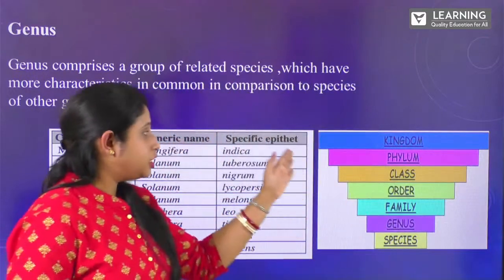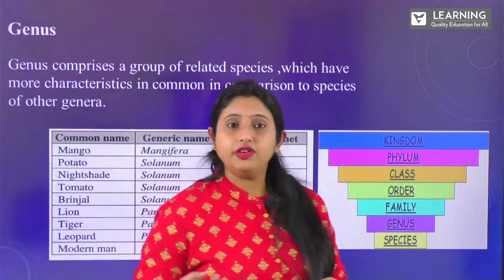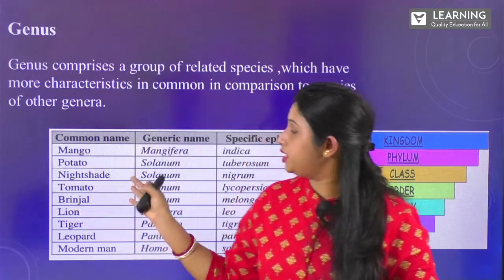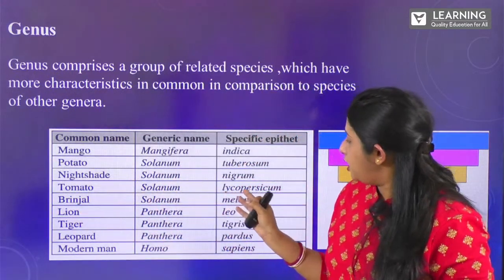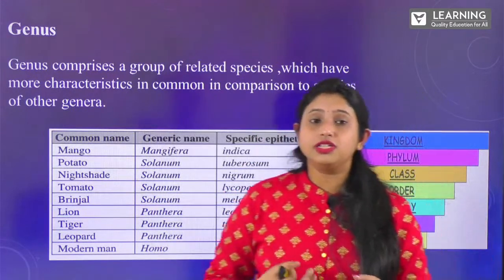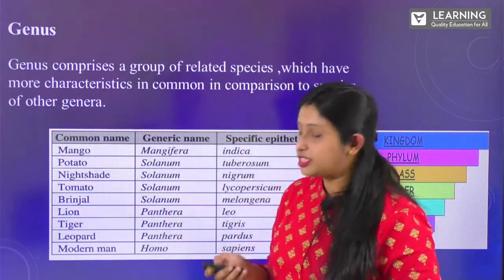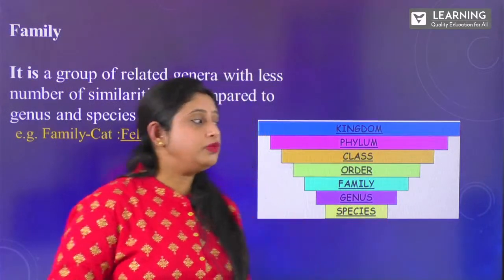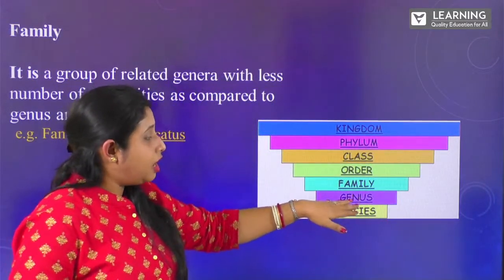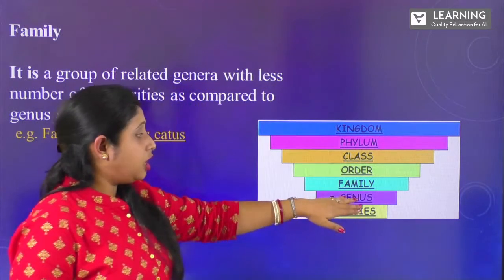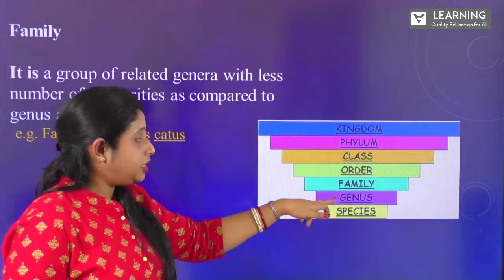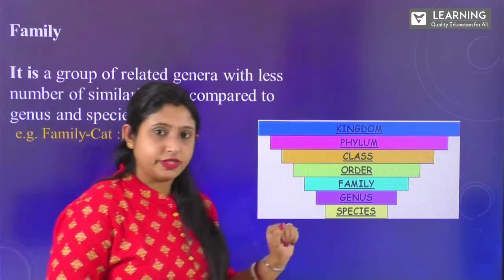Here you can see potato, Solanum tuberosum, right? Tomato, Solanum lycopersicum, right? So this is how the genus is defined. Next is your family. So where does family come? Family comes on top of the genus, right? In between the order and the genus, the family comes.